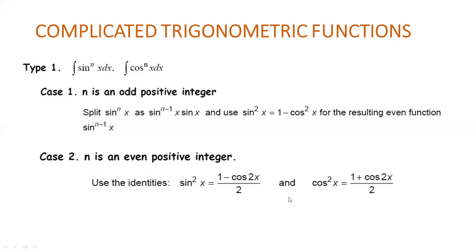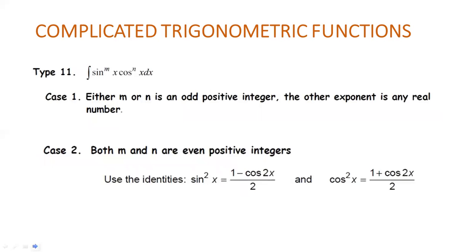So the only difference between these identities for sine squared of x and cosine squared of x is the sign that separates the 1 and the cosine of 2x here. If it's sine squared of x, it's negative. If it's cosine squared of x, it's positive. So this is under type 1 wherein you're dealing with an integral of the sine function or the integral of the cosine function in which the exponent may either be odd or even. So that's how you're going to treat such integrals here.